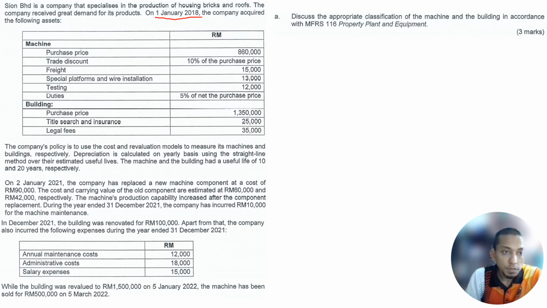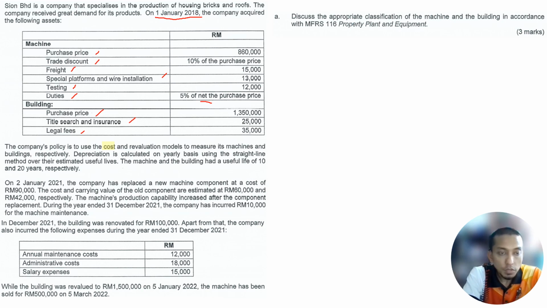So for this part, you can see machine purchase price included, trade discount we need to minus, freight or delivery included, special platform included, testing included, duties is also included. Duties is import duties. You can see it is based on net purchase price. Net is after minus with trade discount. So for building, purchase price included, title, search and insurance included, and legal fees is also included. So everything is included here. So there is no trick in terms of giving you items that are not included there.